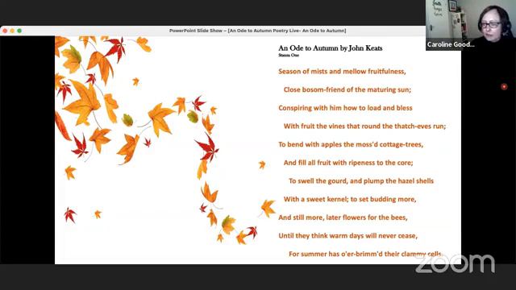Seasons of mist and mellow fruitfulness, close bosom friend of the maturing sun, conspiring with him how to load and bless with fruit the vines that round the thatch eaves run, to bend with apples the mossed cottage trees, and fill all fruit with ripeness to the core, to swell the gourd and plump the hazel shells, with a sweet kernel to set budding more, and still more later flowers for the bees, until they think warm days will never cease, for summer has o'erbrimmed their clammy cells.